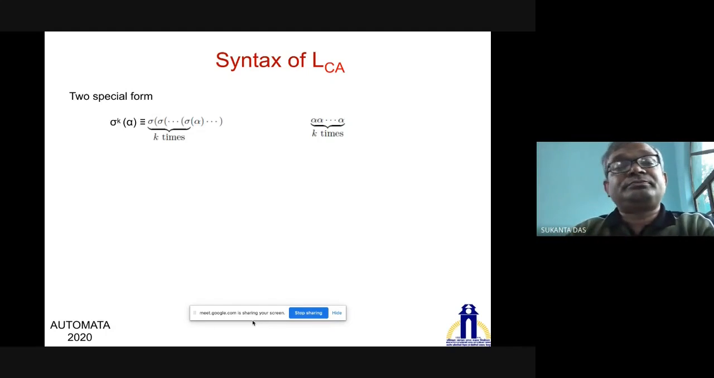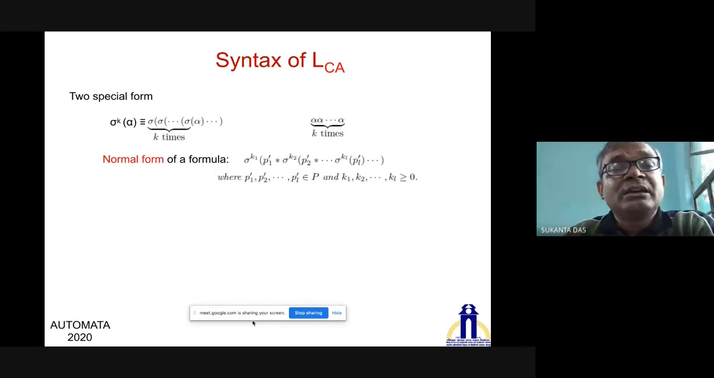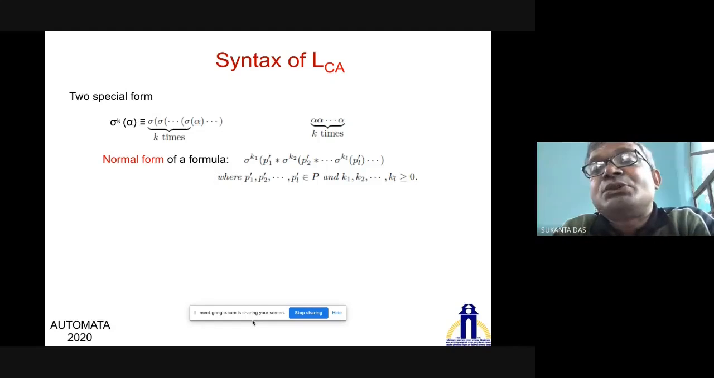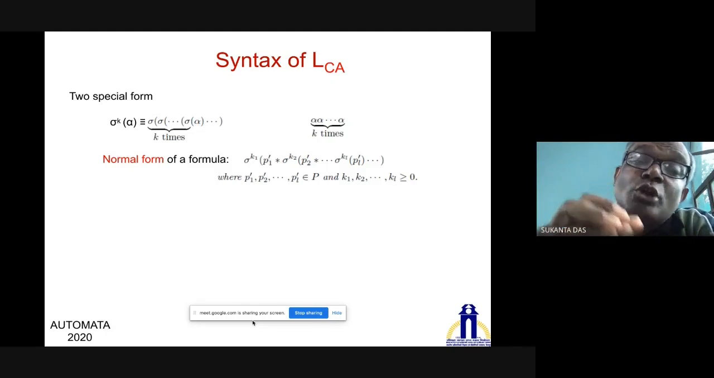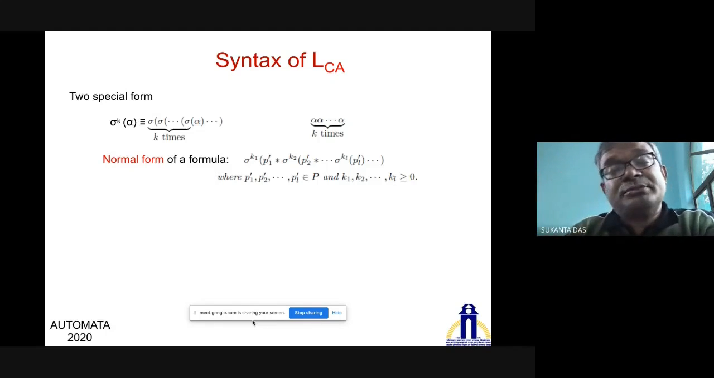Let us define a normal form of a formula. A formula can be of any form. If the formula is of this form, sigma to the power k1, then p1 dash star, then again sigma to the power k2, then within bracket p2 dash star, etc., where p1 dash, p2 dash, etc. are atomic WFFs, members of P, and k1, k2 are natural numbers greater than or equal to 0, then we say the formula is in normal form. So this normal form will also be used.